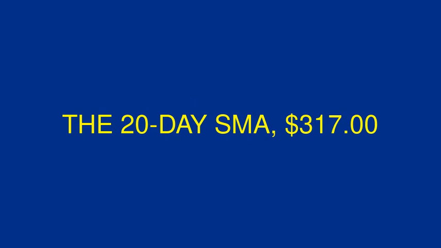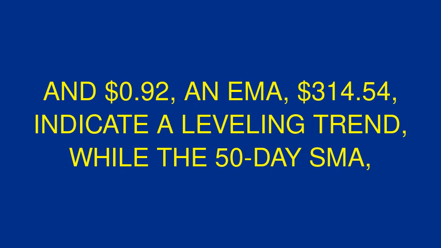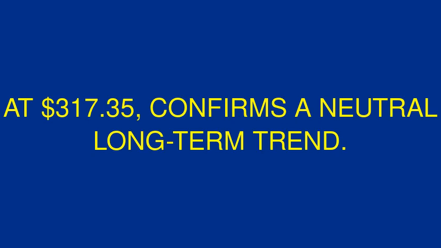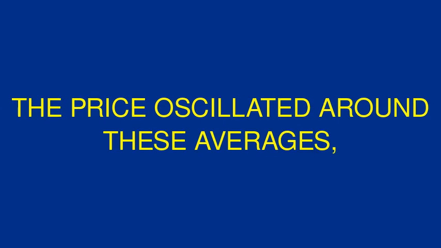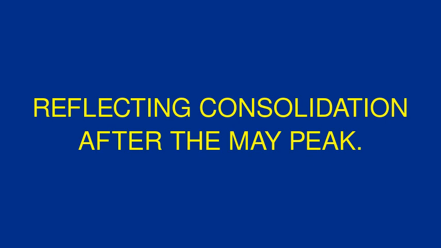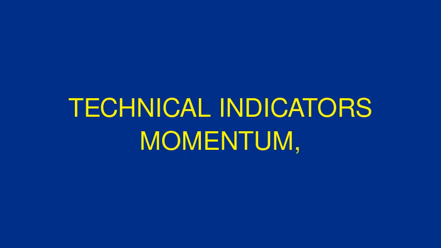The 20-day SMA, $317.92, and EMA, $314.54, indicate a leveling trend, while the 50-day SMA, at $317.35, confirms a neutral long-term trend. The price oscillated around these averages, reflecting consolidation after the May peak.